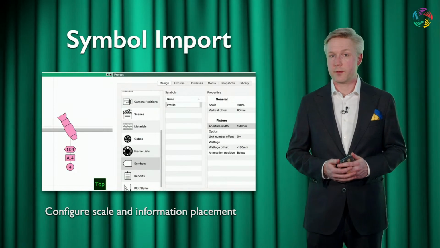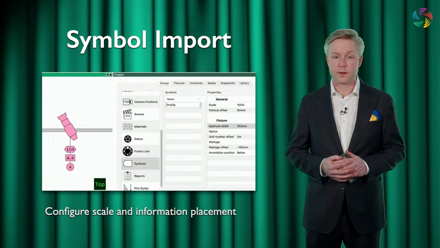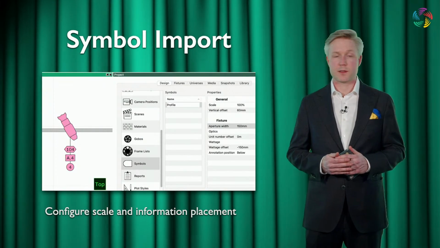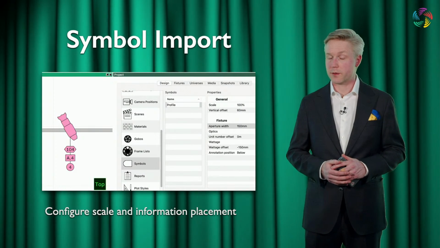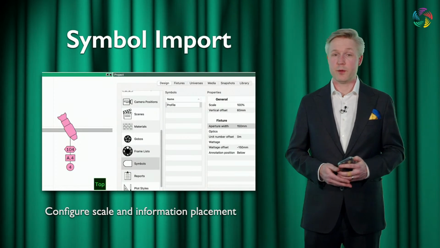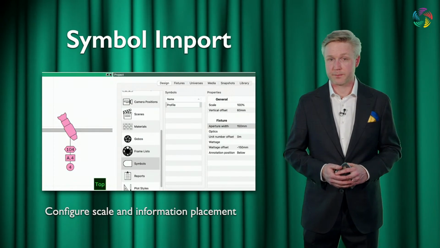There are also other properties you can play with, such as the placement of text, for instance, or the aperture width, which effectively controls the size of any, say, barn doors that you would attach to the fixture. So we much look forward to seeing what you will be doing with the new symbol import in Capture 2022.